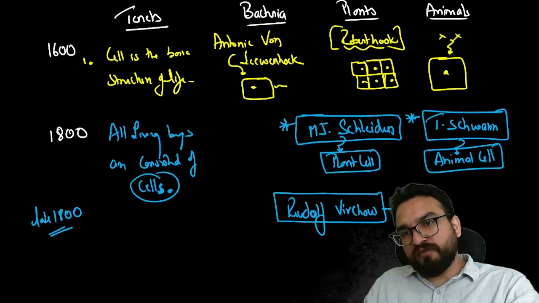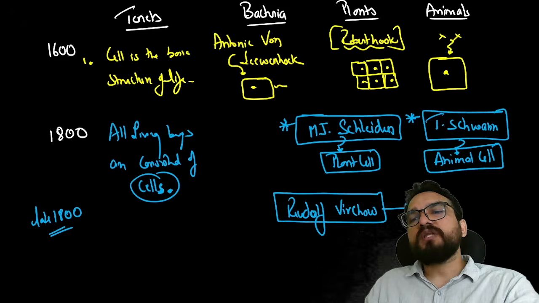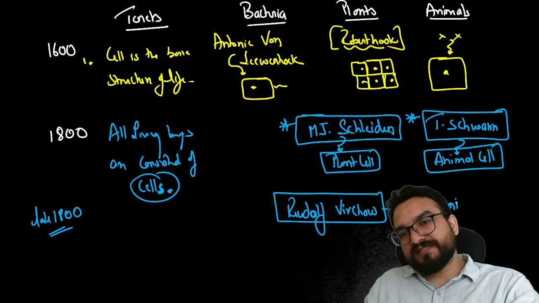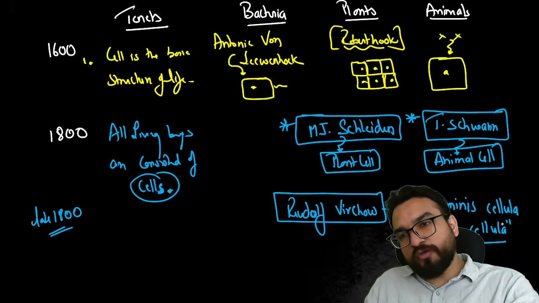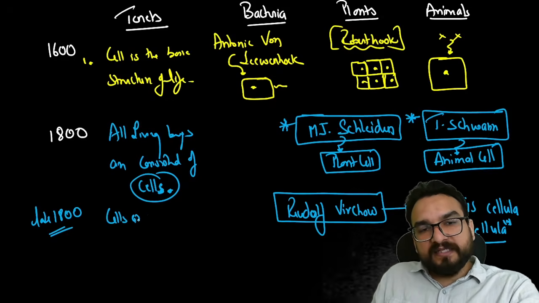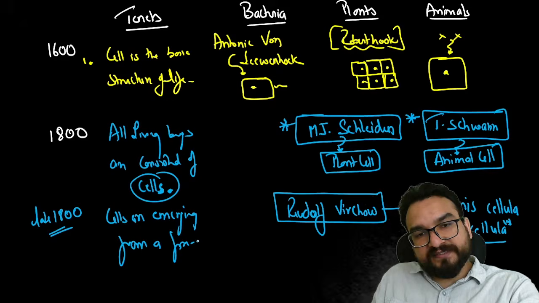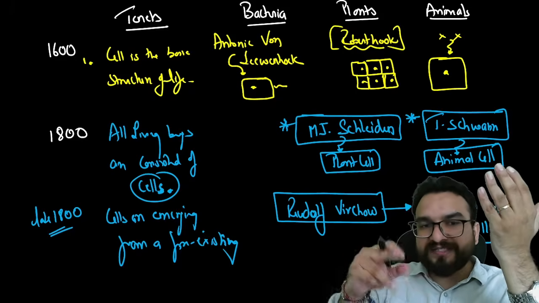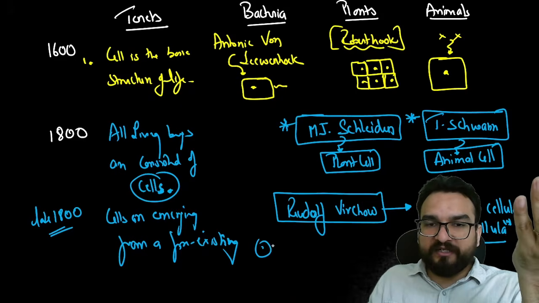the writing you will find in the form of, just wait guys, let me think about it. Omnis cellula e cellula. He concluded that cells are emerging from a pre-existing cell. That means their origin is not out of nowhere. Their origin is happening because of a cell. The cell is dividing into two.